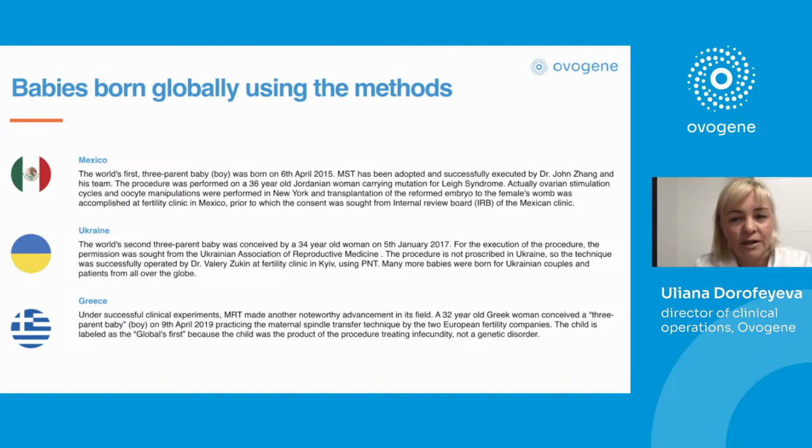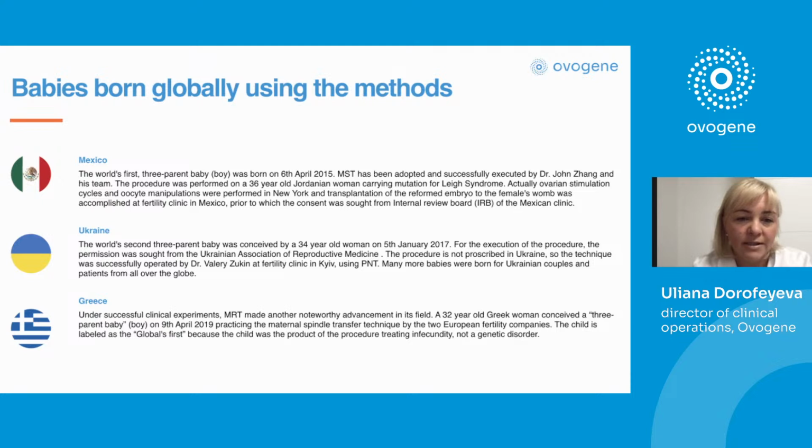The mother was a carrier of the Leigh syndrome, as well as the first British patient who initiated the law change. The treatment itself was done in New York. However, the transplantation of the embryos was performed in Mexico, while the first baby was born.